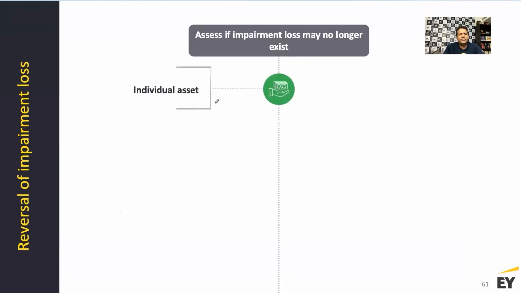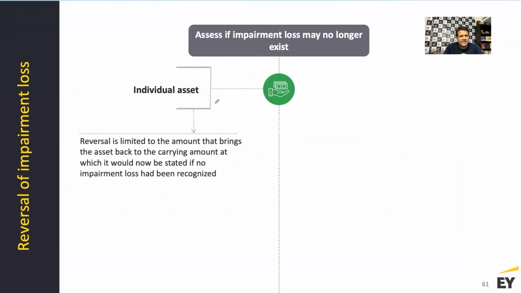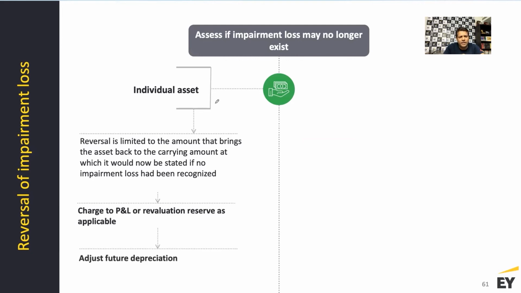So if an impairment loss no longer exists on an individual asset, reversal is limited to the amount that brings the asset back to the carrying amount at which it would now be stated if there had been no impairment. For example, if this is a depreciable asset, you have to keep on depreciating it, so you compare: if I had not impaired, this was my carrying value, this much I would have anyway depreciated, and hence it should not be higher than that, because you are following, at the end of the day, historical cost basis. Charge to P&L or revaluation reserve as applicable, and adjust the future depreciation.